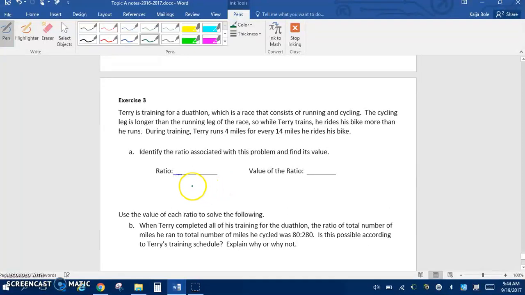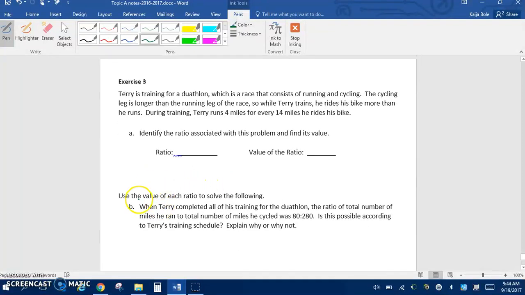We're on page 24 now, last page of the packet. We have exercise 3. It says Terry is training for a duathlon, which is a race that consists of running and cycling. So I'm going to underline those. The cycling leg is longer than the running leg of the race. So while Terry trains, he rides his bike more than he runs. During training, Terry runs 4 miles for every 14 miles he rides his bike. So it says identify the ratio associated with the problem and find its value.